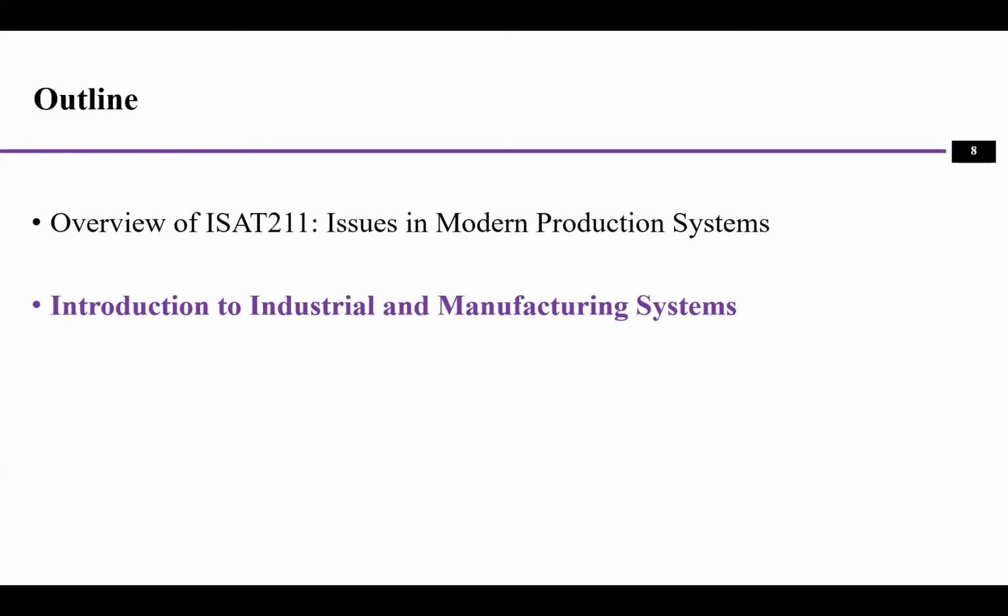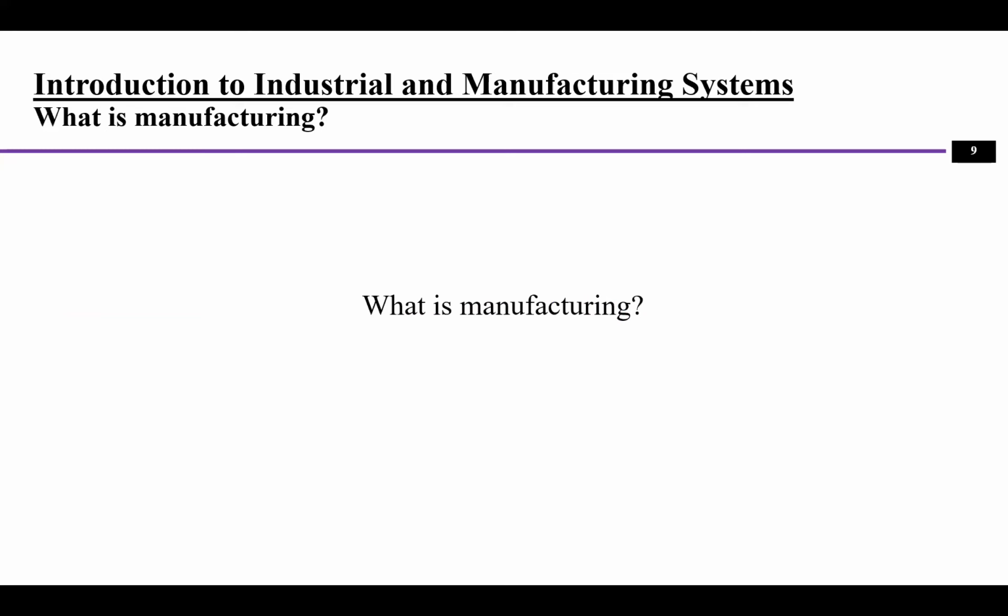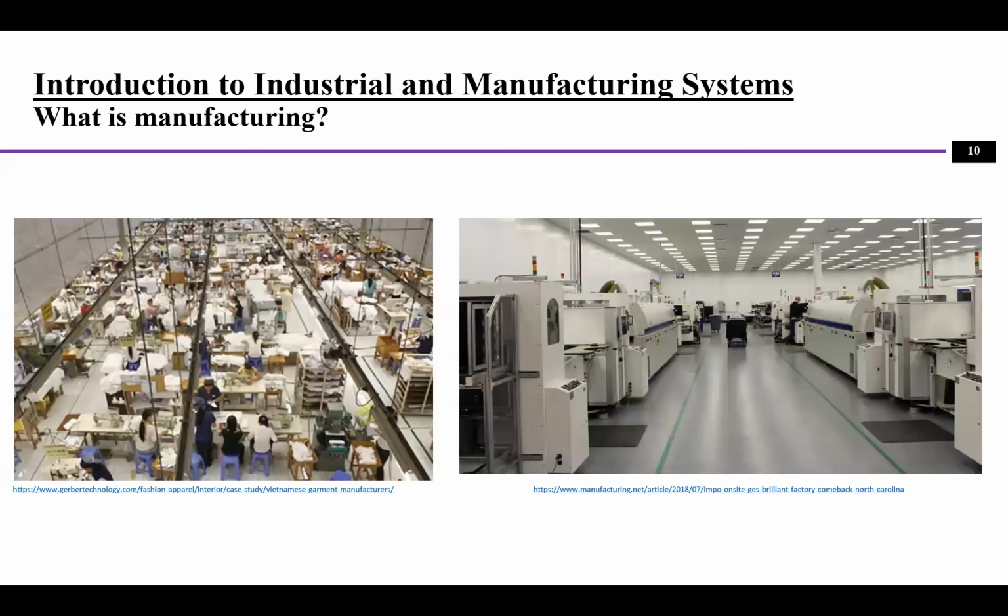All right, now let's look at the second part of this lecture, the introduction to industrial manufacturing systems. First, we need to ask the question: what is manufacturing? Sometimes you may see factories like on the left, with a lot of laborers, a lot of stations, and it's very human labor intensive. And also sometimes you can see factories like the one on the right.